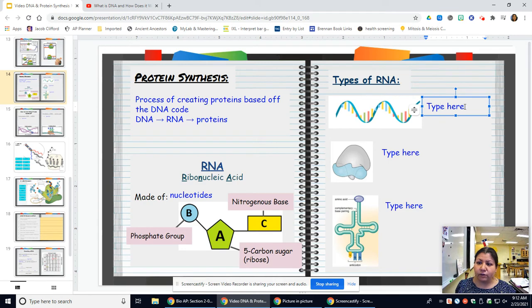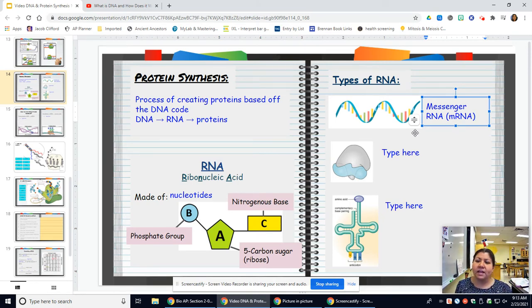Additionally, because we have different types of RNA, this first one up here we call messenger RNA, abbreviated as mRNA. Messenger RNA does exactly what it sounds like. It's going to carry that genetic message from the DNA outside of the nucleus to the ribosome. The ribosome is what's responsible for assembling those amino acids. So we need to somehow get that message from the DNA outside. And that's what the mRNA does.